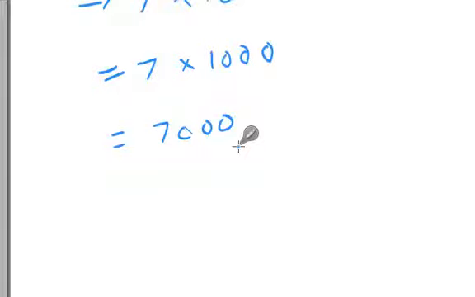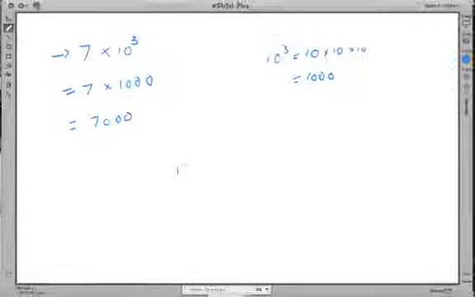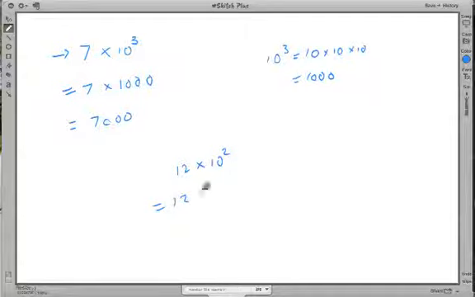Maybe try one more. Let's just do something fairly simple. 12 times 10 to the 2nd. That is equal to 12 times 100. What's 12 times 100? Well, remember that 12 times 1 is just 12, and then you include your other zeros. And you can check on your calculator to make sure that that works, but it should start to make sense for you after you've seen it a bunch of times.